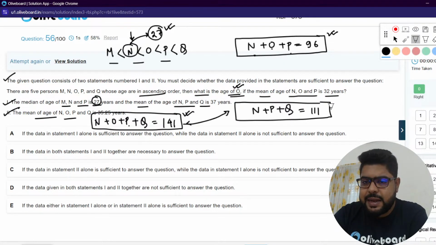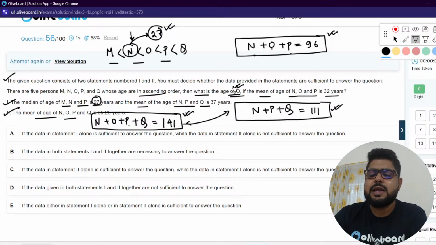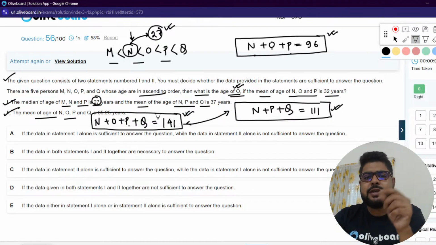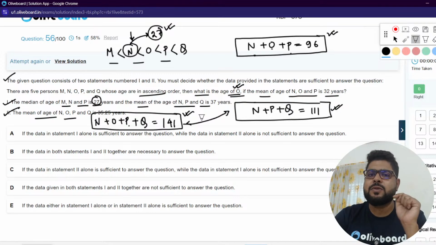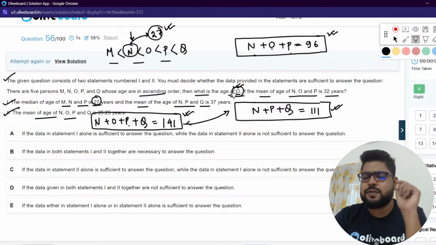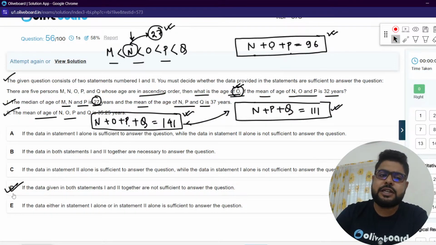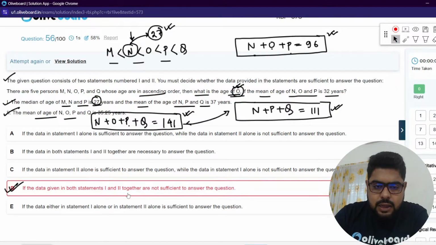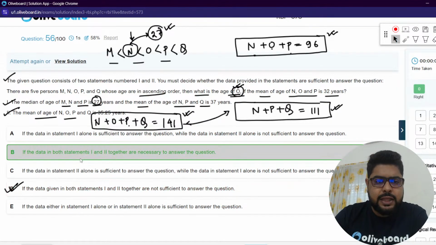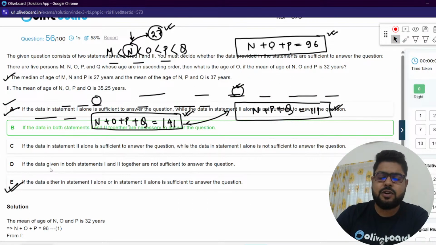But again, this N plus P plus Q is 111, from statement 1, and N plus O plus P plus Q is 141, from statement 2. Meaning if I want to know the age of O, I need both the statements. So both the statements are required. Not sufficient alone... sorry, extremely sorry. You see, I have not read the options. Option B is the correct answer. Both are required to answer.